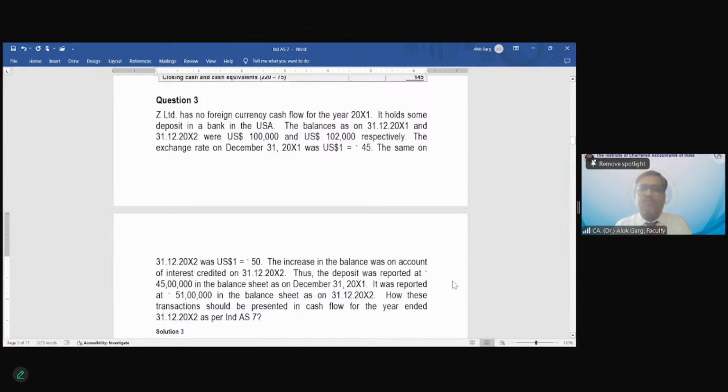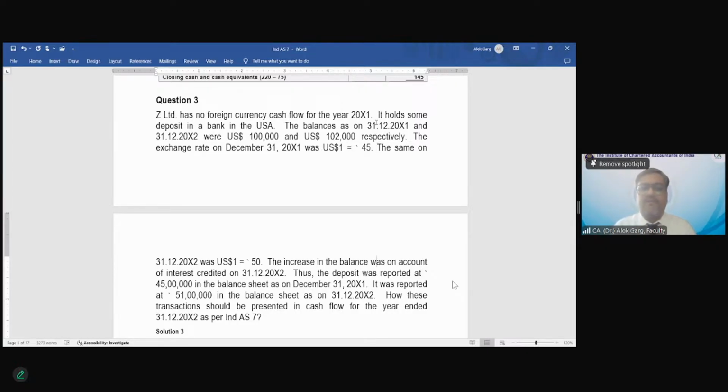Z Limited has no foreign currency cash flow for the year 20x1. It holds some deposit in a bank in the USA, which means cash and cash equivalent. The balance as on 31st December 20x1 and 31st December 20x2, so the financial year is a calendar year, is 1 lakh US dollar and 1 lakh 2,000 US dollar respectively. The exchange rate on 31st December 20x1 was $1 is equal to 45 rupees.